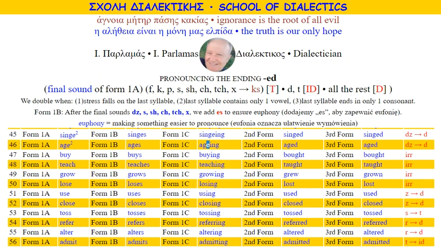Buy, buys, buying, bought, bought. This is irregular. Teach, teaches. We must achieve euphony here. Teaching, taught, taught. Irregular. Grow, grows, growing, grew, grown. Irregular. Lose, loses.